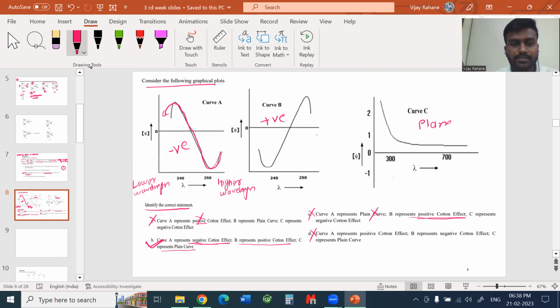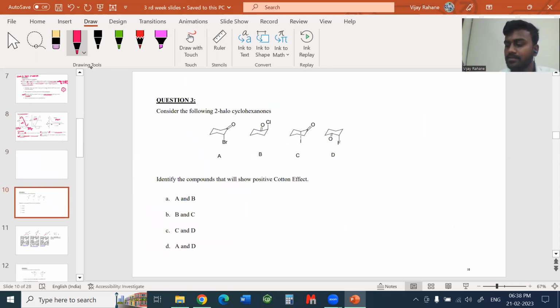We will take the next example. The third question is, consider the following two halo cyclohexanones and identify the compound that shows a positive Cotton effect. So we just need to identify which compound shows the positive Cotton effect, right?